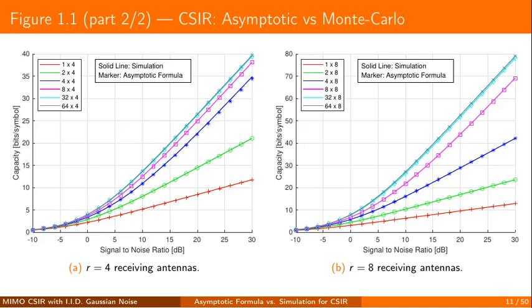Continuing the comparison, 4 receive antennas on the left, 8 on the right. Across the full range of signal-to-noise ratios, and for every number of transmit antennas we tested, the asymptotic formula tracks the simulation almost perfectly. That is the message we want to take away.